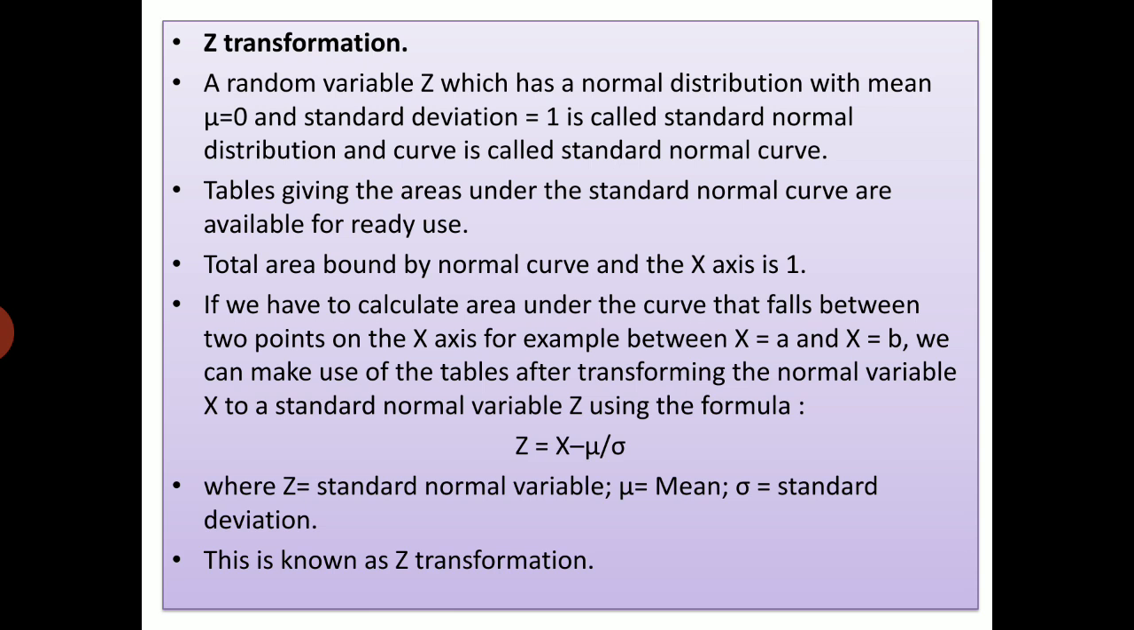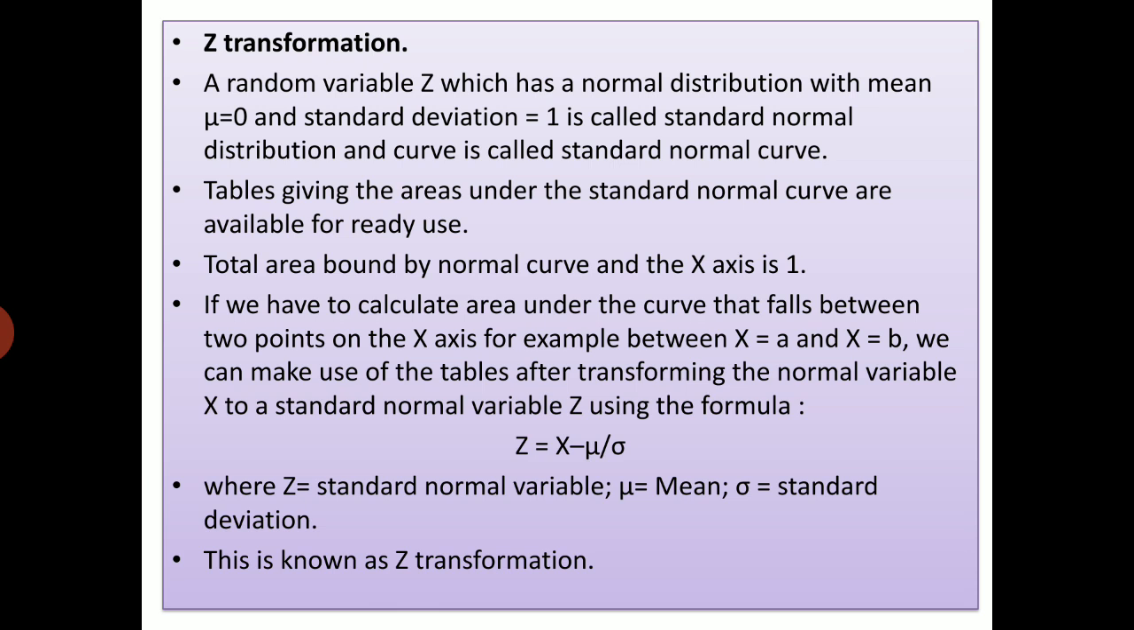Total area bound by a normal curve and the x-axis is 1. In yesterday's normal distribution graph, that bell-shaped graph, what we have seen, the total area bounded by the normal curve and the x-axis is 1, or 100%. The area which comes under the curve is 100%, and on the x-axis we can calculate it as 1. Okay, so in the center there is a mean, and from the left side some values are there, and the right side.